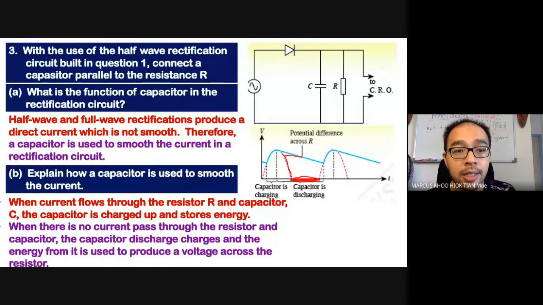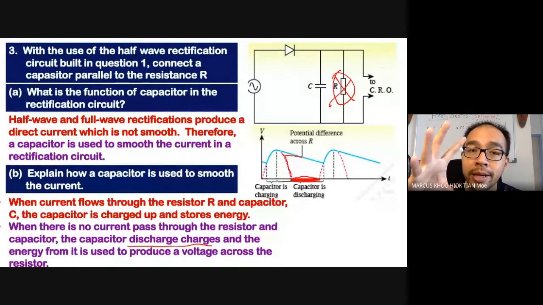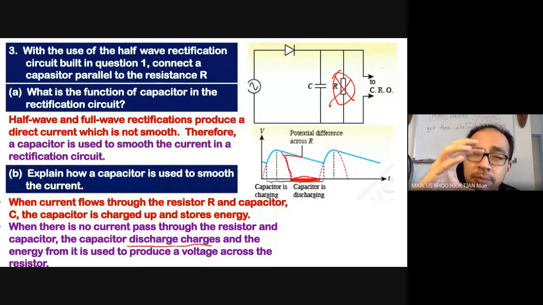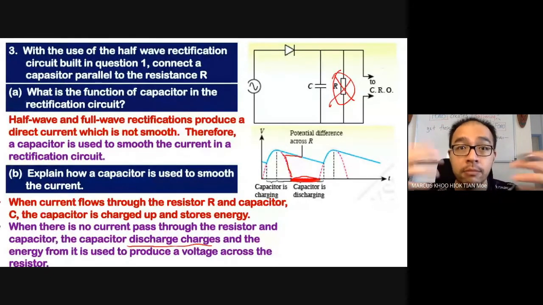Okay, the capacitor charges, and the energy from it is used to produce a voltage across the resistor. So if you have a light bulb over here, it's not going to be brighter, dimmer. It's going to be brighter and a little bit less bright, brighter, a little bit less bright, because the capacitor is trying its best to make it so that it's always bright.